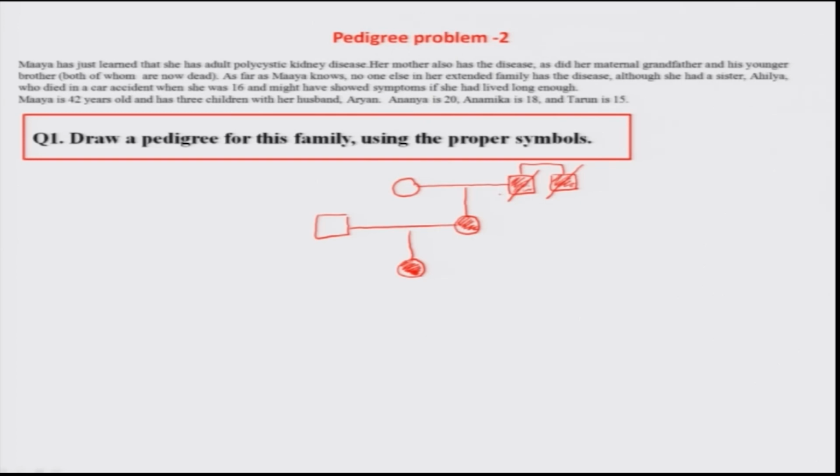Now, let us come to Maya again. As far as Maya knows, no one else in her extended family has the disease, although she had a sister, Ahilya, who died in a car accident when she was 16. So Maya's sister Ahilya died in a car accident, so we will just cross her out. And now, let us look into Maya again. Maya is 42 and she is married. So this is Maya's husband Aryan, and she has 3 children, that is Ananya, Anamika and Tarun.